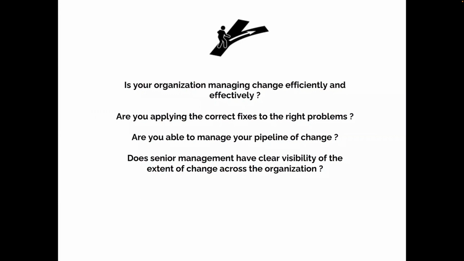So these are some of the questions we'll hopefully answer at the end of this module. Is your organization managing change efficiently and effectively? Are you actually working on the right things, applying the correct fixes to the right problems? How do you manage your pipeline of change within the organization, in terms of what you work on, prioritize and resource? And related to that, does your senior management team have really good visibility of the amount of change that's happening across the organization, or does it just think it has that visibility?